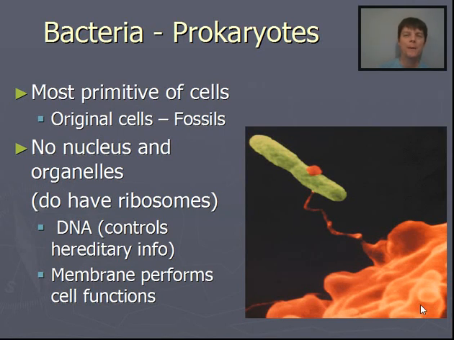In this video I'm going to be talking about bacteria cells or prokaryotes. These are the most ancient life forms on our planet. The oldest fossils of bacteria date to about 3.5 billion years ago. These are really different kinds of cells than plant cells or animal cells because they don't have a nucleus, they don't have organelles like mitochondria or chloroplasts. They do have ribosomes. They do have DNA that controls their genetic information. Most of the jobs that need to be done in bacteria cells are done in the cell membrane.